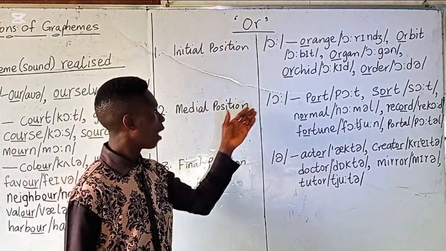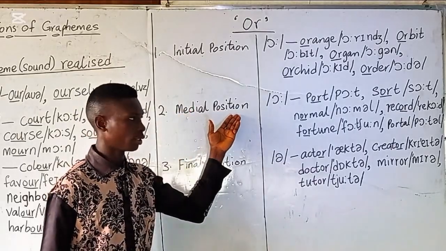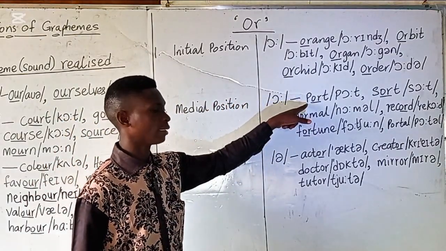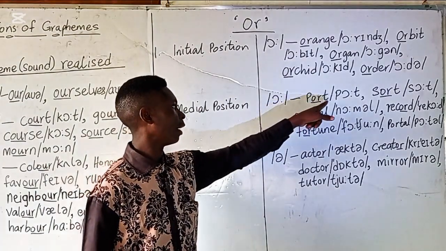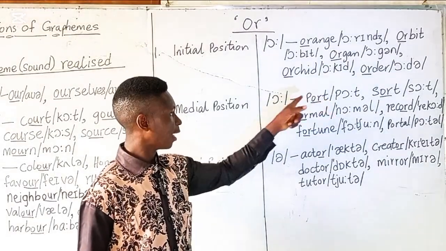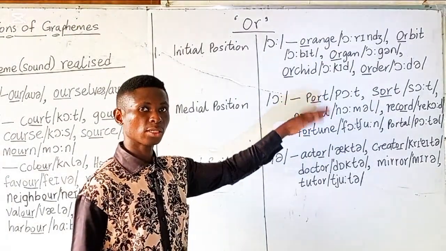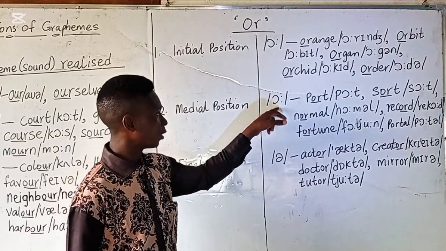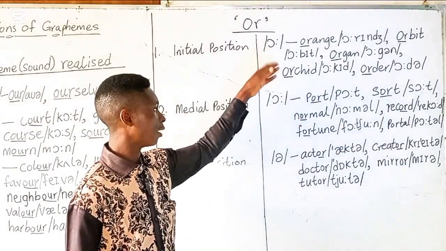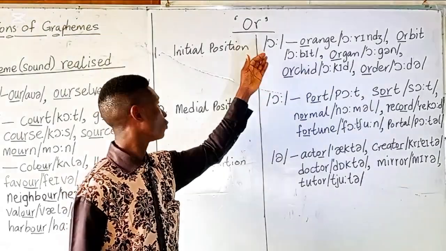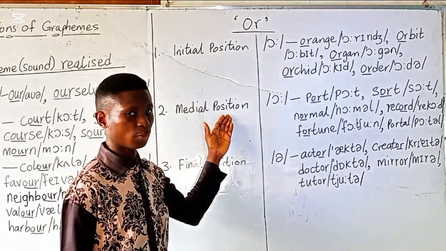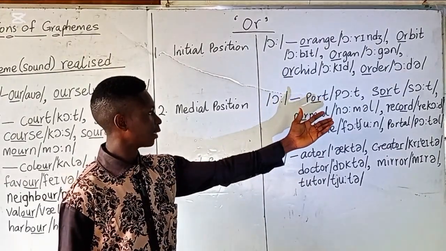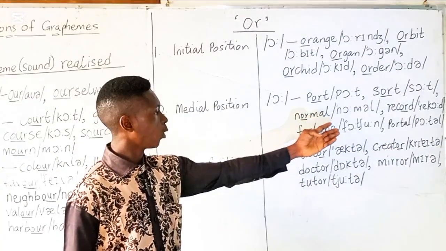Also, we have OR at the medial position, at the middle of words. For instance, we have the opening consonant letter here and the closing consonant letter. Hence, we have OR at the middle of the two consonant letters. So, this OR is realized as O, just like at the initial position. So, there is similarity here, that's between the initial position and the medial position. So, we have port, sort, normal, record, fortune, portal.